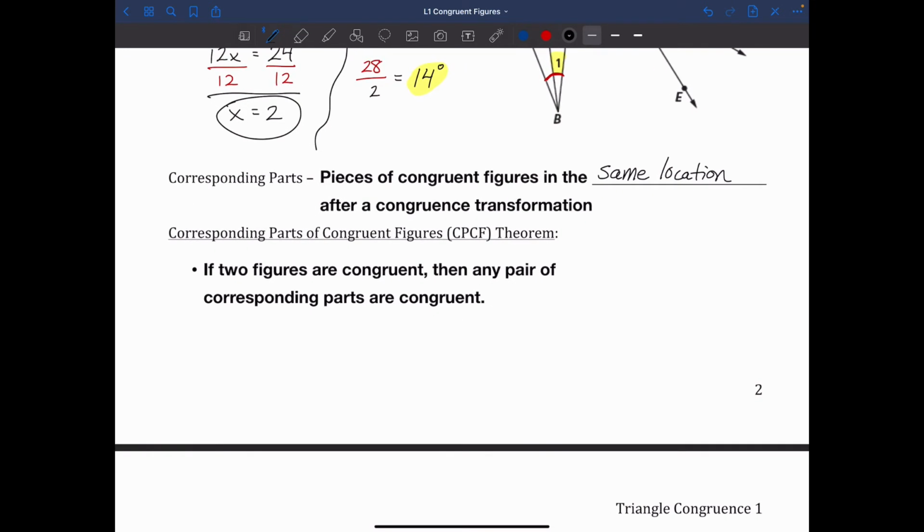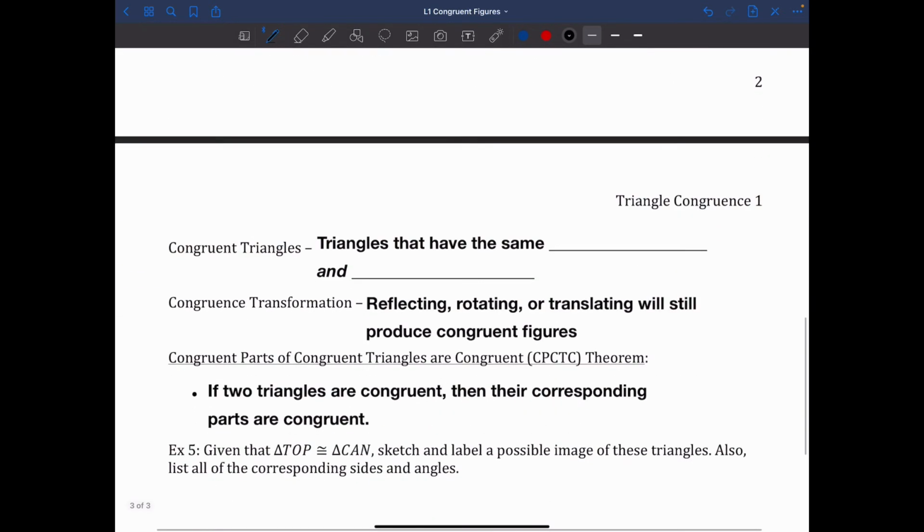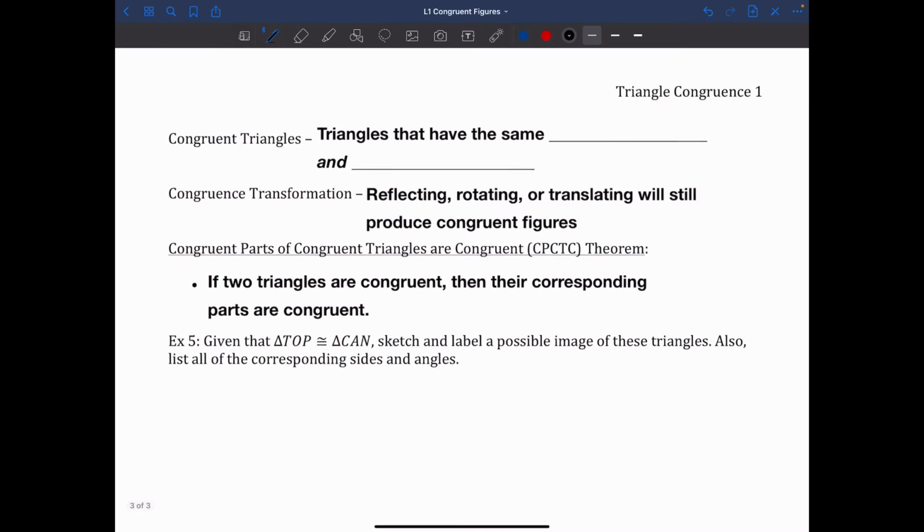One of which is the corresponding parts of congruent figures theorem, or CPCF. Again, not really worried about what the name is, more just worried about what it's saying. This one's telling us that if 2 figures are congruent, then any pair of corresponding parts are congruent. So if you know that the shapes are the same, if they're congruent, then you can take any corresponding pieces and say with confidence that they are also going to be congruent.